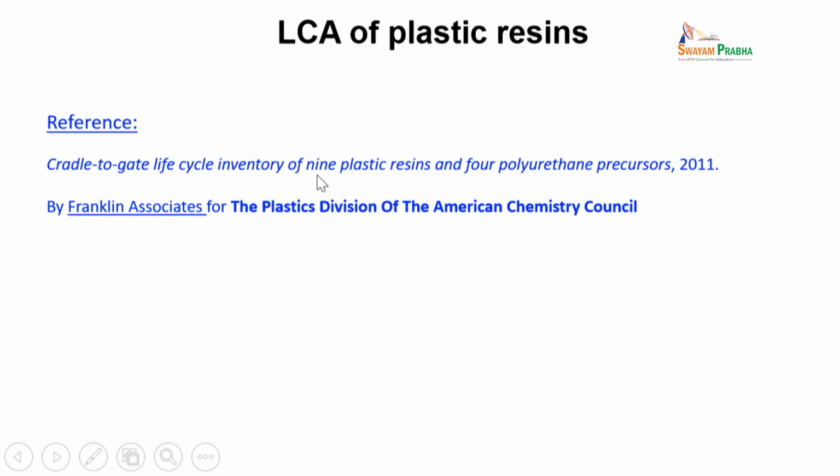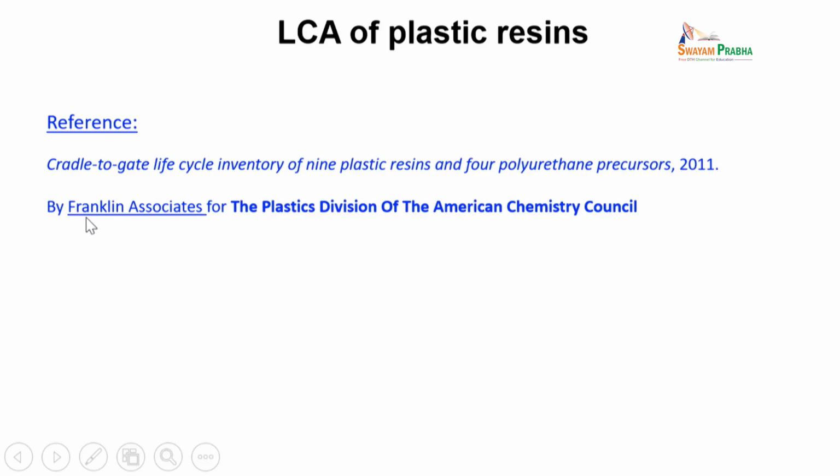That's totally different. In this particular paper, about 9 different plastic resins and 4 different polyurethane polymers are actually subjected to LCA analysis. This is done by a private firm, Franklin Associates. It's an LCA company, and this report was submitted to the plastics division of the American Chemistry Council, called ACC. So ACC hired Franklin Associates to make LCA analysis for 9 popular plastic resins, just only resins.